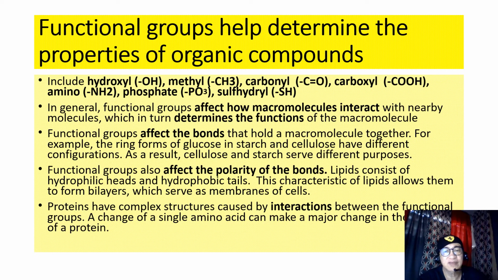Functional groups can affect the bonds that hold the macromolecule together. Functional groups can also affect the polarity of the bonds. And finally, the functional groups can contribute to the interactions of the macromolecules.